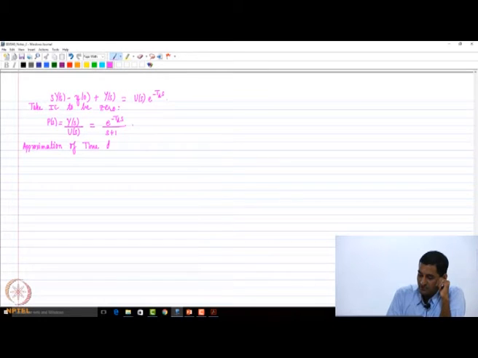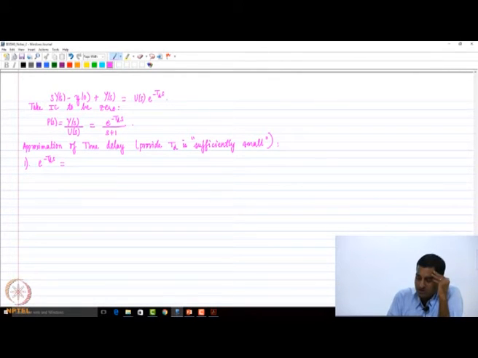Fine. So provided TD is sufficiently small, I am going to write all these things in quotes. So how do we do this? One approximation is that people will just write e power minus tds as 1 by tds plus 1, right?